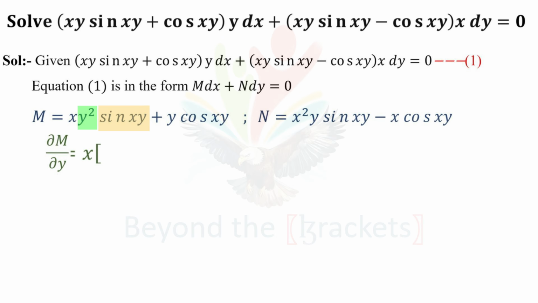Both the terms are having y, so we'll apply uv rule here. The first function y square will be written as it is, differentiation of sin xy will be x cos xy, plus second function sin xy will be written as it is, differentiation of y square will be 2y.